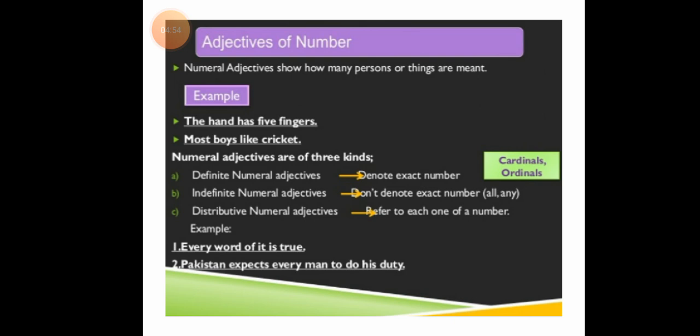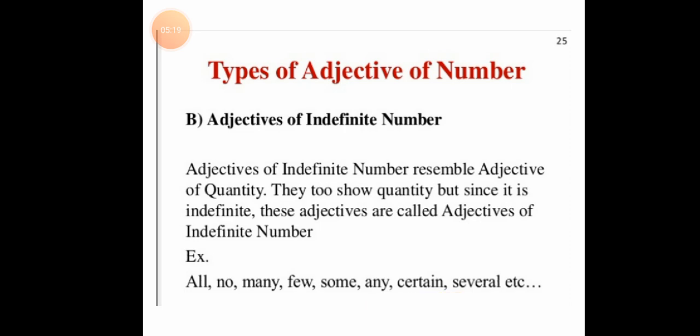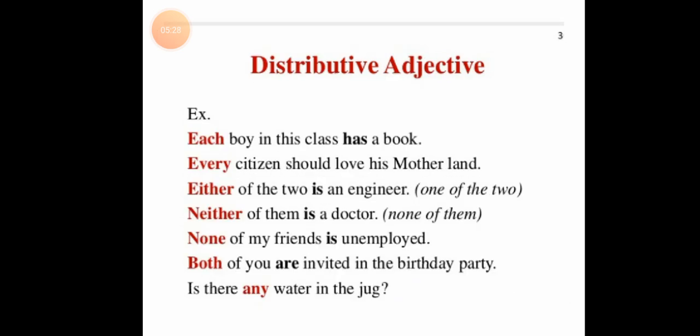See the examples: the hand has 5 fingers. Most boys like cricket. Numeral adjectives are of three kinds. Definite, they show the exact number: 1, 2, 3, 4. Indefinite, where we can use all, any. And distributive: either, neither. See the example: every word of it is true. Adjectives of indefinite number show all, no, many, few, some, any, certain, several.